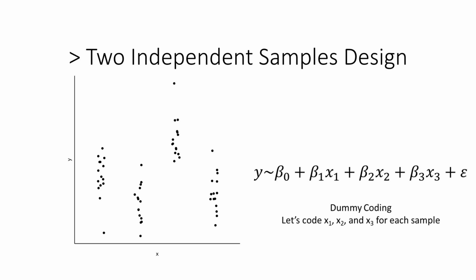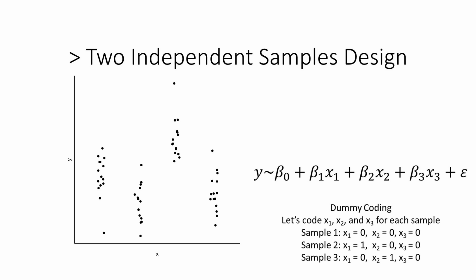So for example, the first sample we would code as being 0, 0 and 0. And all that says is that all of these beta 1, beta 2 and beta 3 all become 0 because they're multiplied by 0, which means that the beta 0 here, our intercept in our model, is essentially what we're saying sample 1 is. We code sample 2 as saying that x1 is equal to 1, but the remaining x's are equal to 0. That tells us that that is group 2. We shift it along, x2 becomes 1 for group 3, and x3 becomes 1 for group 4.